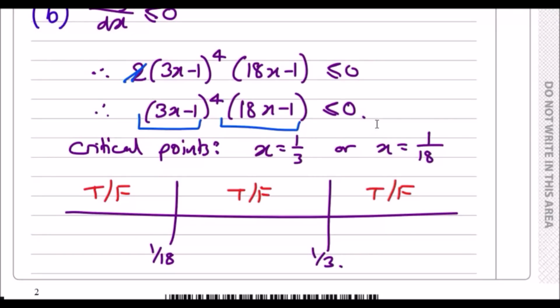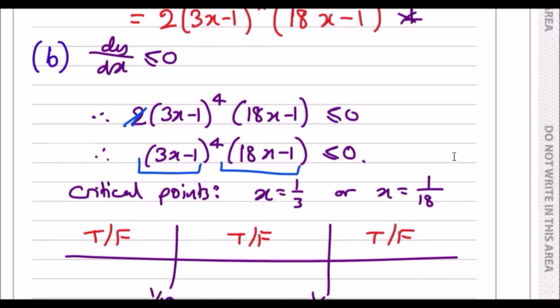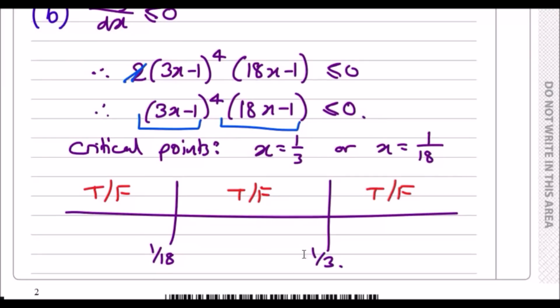These are two of the solutions that will make dy/dx less than or equal to 0. Okay. Now, putting this in ascending order, I put 1/18 here and 1/3 there. All you want to do now is put random x values that are less than 1/18, between 1/18 and 1/3, and greater than 1/3, to see if the answer is less than or equal to 0, if it's true or false. It's true if it's less than or equal to 0, false if it isn't.